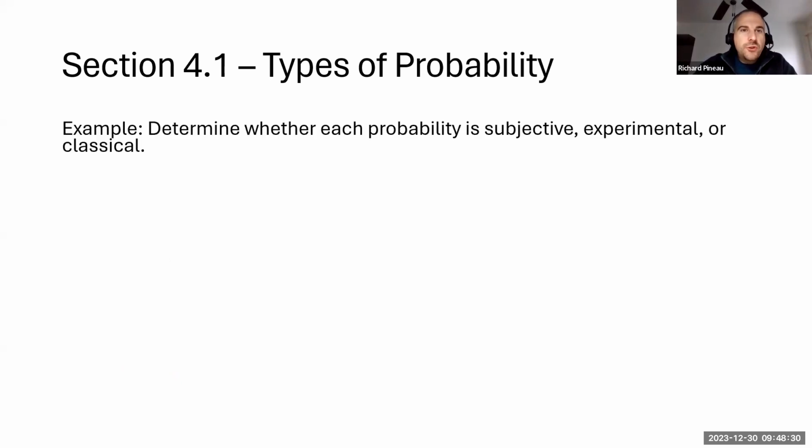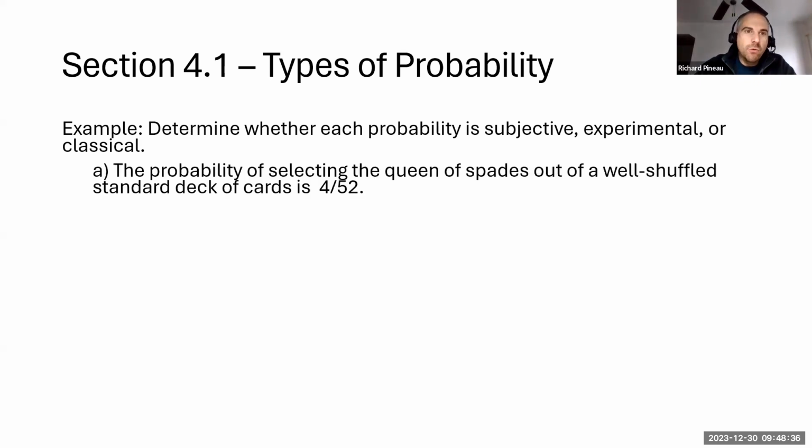All right, what we need to do to help you with your online homework is to determine whether each of the probabilities here is subjective, experimental, or classical. So part A says the probability of selecting a queen out of a well-shuffled deck of cards is 4 out of 52. So in this case, no one is saying that they believe or feel or think that that is the probability, so it can't be subjective in this case.